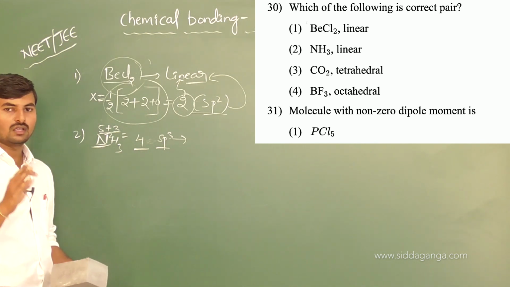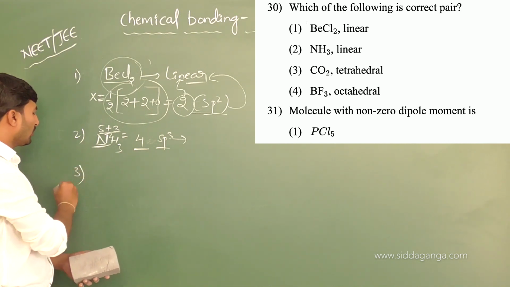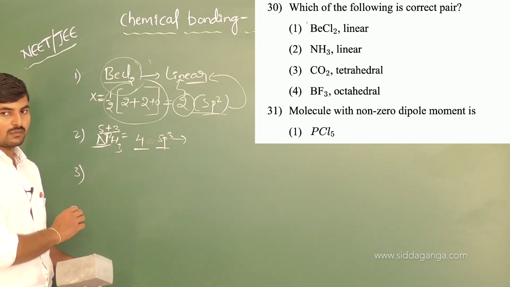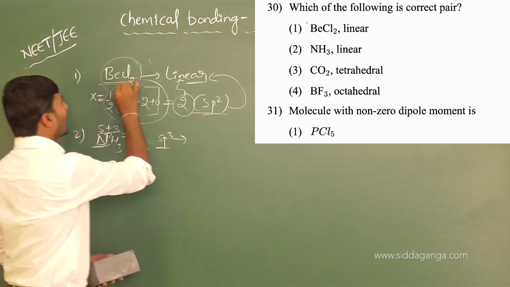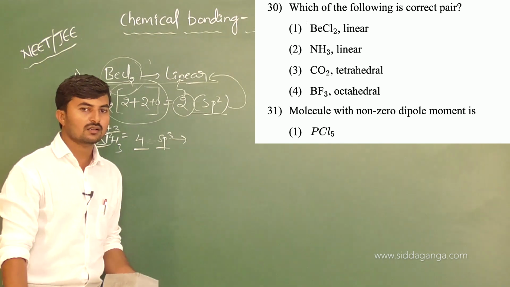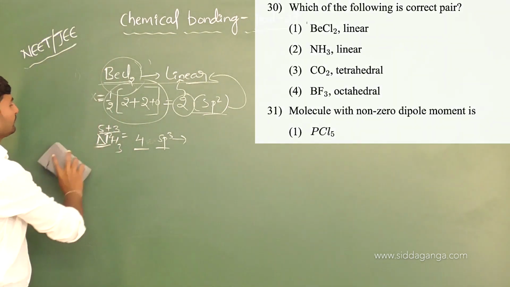That is also wrong. And the fourth one, it is BF3 molecule, a well known compound that exhibits trigonal planar geometry with sp2 hybridization, but they have given octahedral. That is also wrong. The only correct match here is option 1, the BeCl2 molecule, which shows linear geometry. Okay, so the next question.